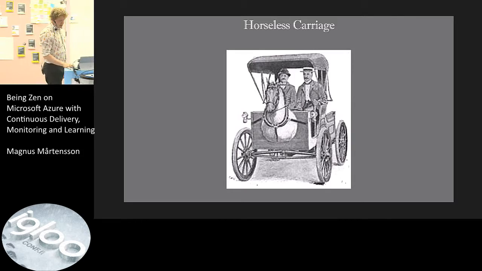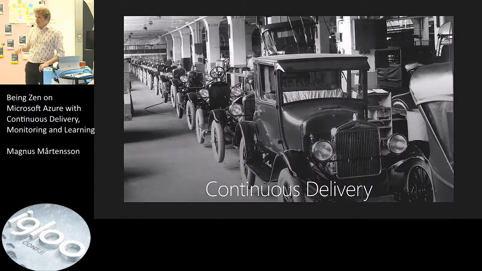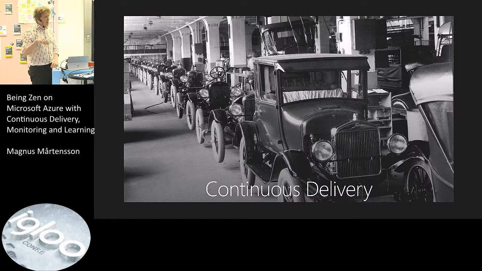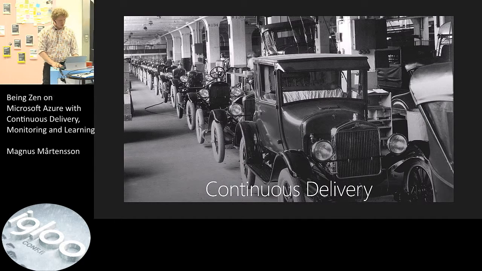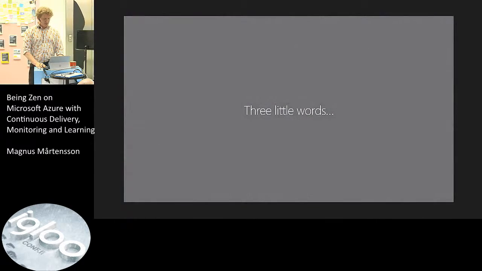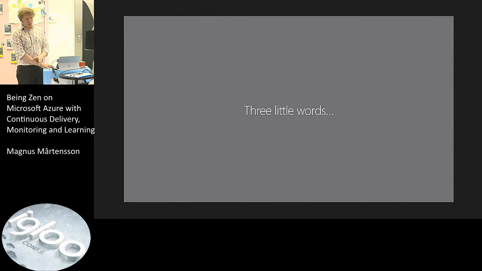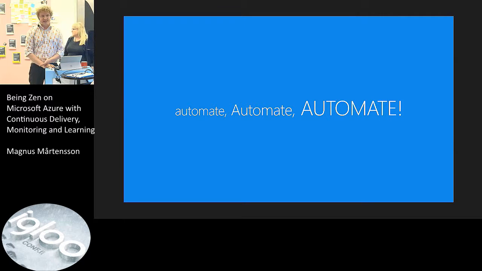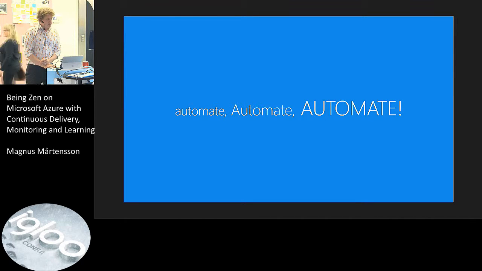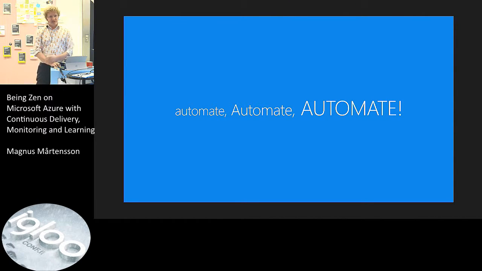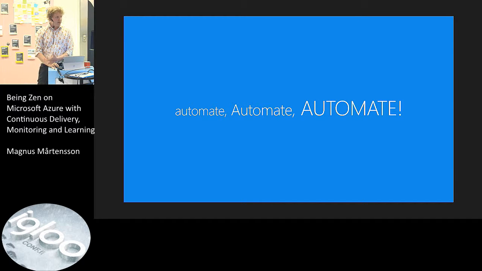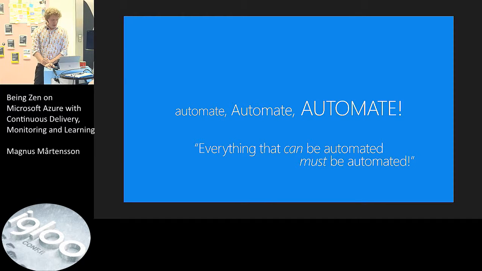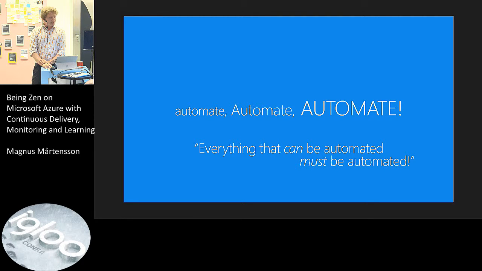It really is. What we want is to achieve a production line. We want to make sure that it's all streamlined, that it's always working, and it's just brilliant and beautiful. So, 3 little words to keep in mind. Whenever anybody says automate, you've got to say automate, automate, because when you say automate, you have to say it 3 times all the time. So automate, automate, automate. And everything that can be automated must be automated. It's a great quote by me.